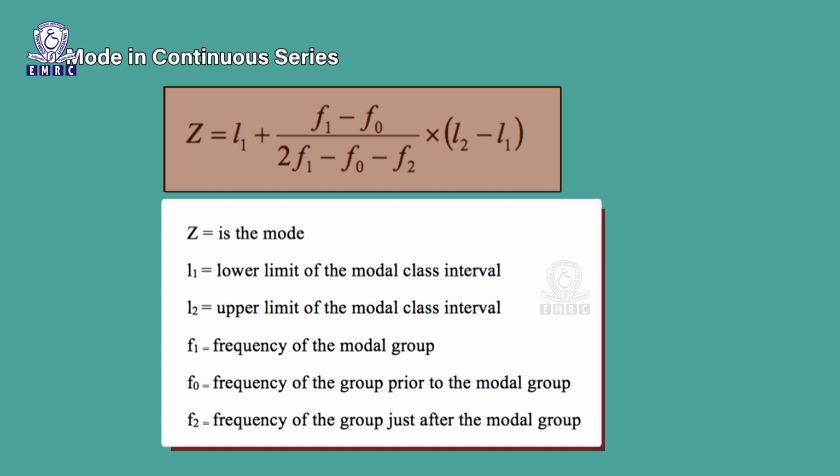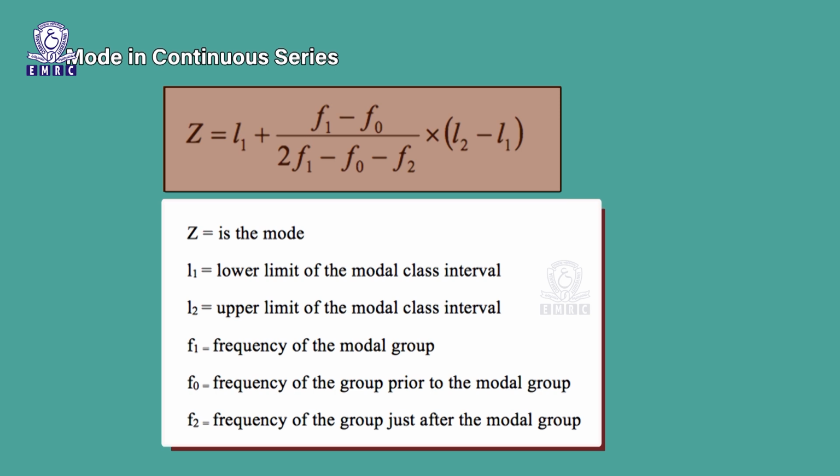Now, let us calculate the mode value in continuous series. The mathematical formula to calculate mode in continuous series is Z is equal to L1 plus F1 minus F0 divided by 2F1 minus F0 minus F2 into L2 minus L1, where Z is the mode, L1 is the lower limit of the modal class interval, L2 is the upper limit of the modal class interval, F1 is the frequency of the modal group, F0 is the frequency of the group prior to the modal group, and F2 is the frequency of the group just after the modal group.